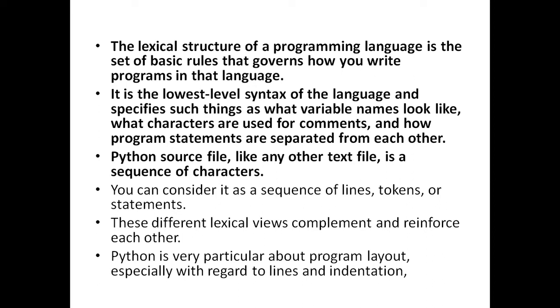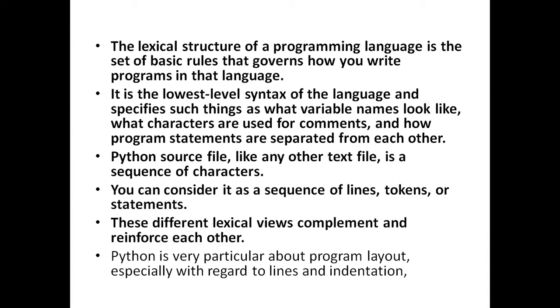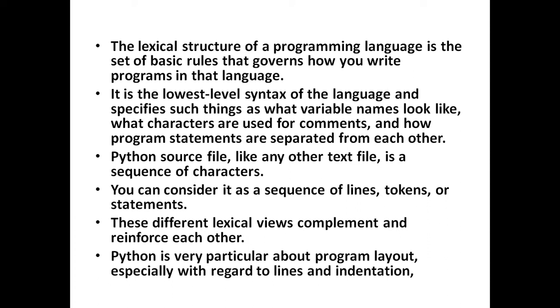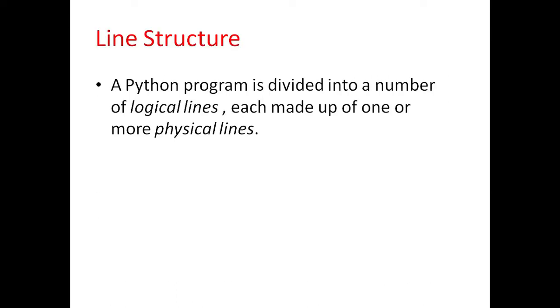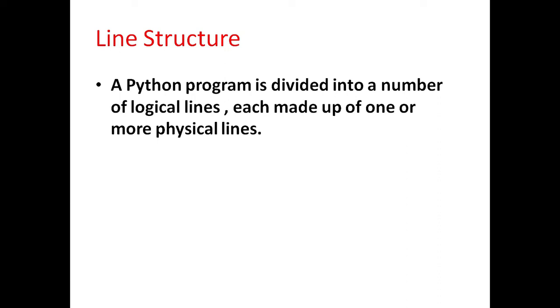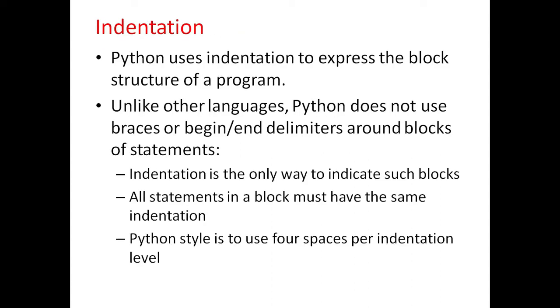A Python source file, like any other text file, is a sequence of characters. You can consider it as a sequence of lines, tokens, or statements. These different lexical views complement and reinforce each other. Python is very particular about program layout, especially with regards to lines and indentation. First is line structure. A Python program is divided into a number of logical lines, each made up of one or more physical lines.